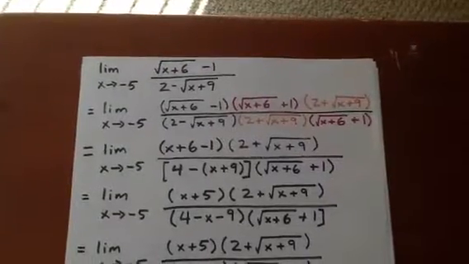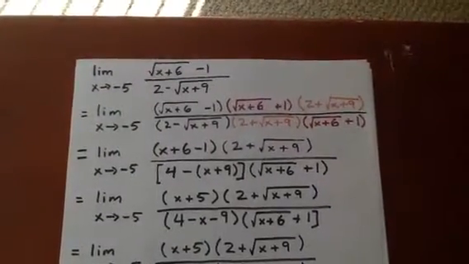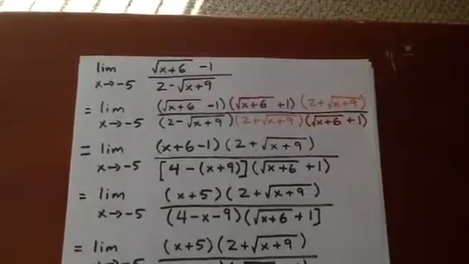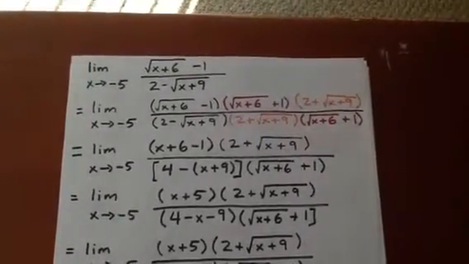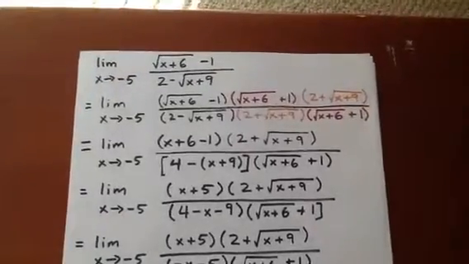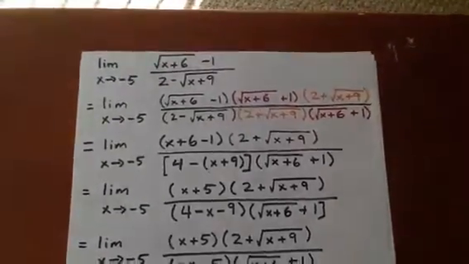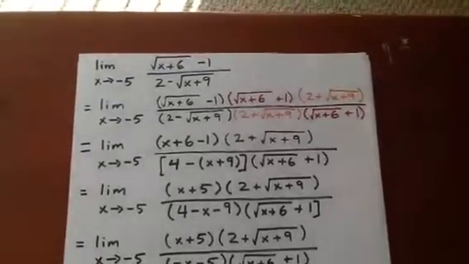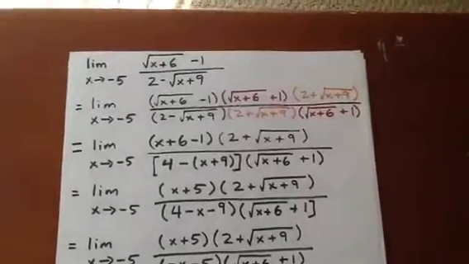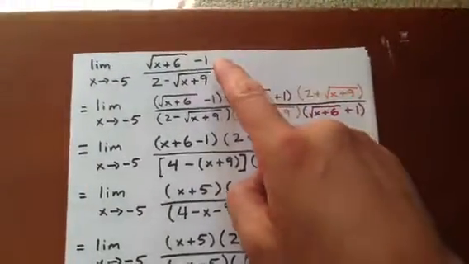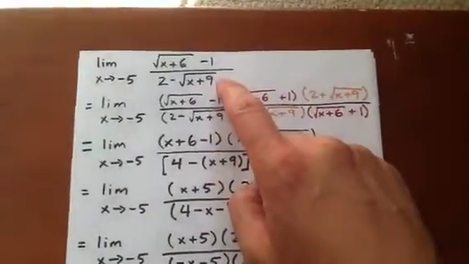In this question, we're looking to find the limit as x goes to -5 of root x plus 6 minus 1 over 2 minus the square root of x plus 9. Substituting in a value of -5 for x gives us an overall value of the numerator of 0 and an overall value of the denominator of 0. Well, that won't do, so what we need to do is rationalize the numerator and rationalize the denominator.